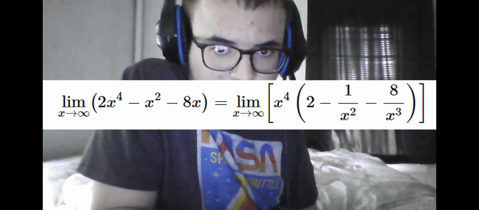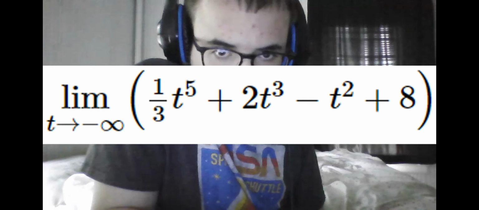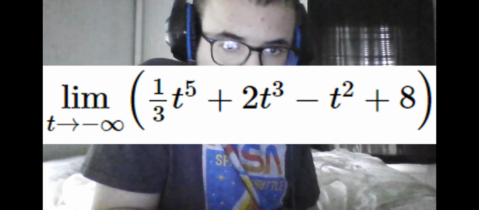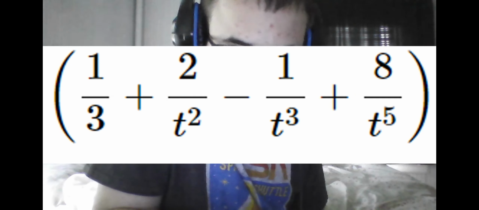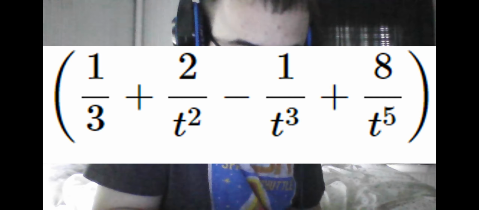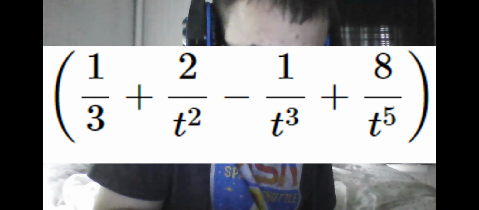If we have this limit, we can factor out t to the power of 5 as that is farthest away from 0. The limit inside is 1/3 because all the fractions are 0. And the limit of t to the power of 5 is negative infinity, so the overall function has a limit of negative infinity as well.